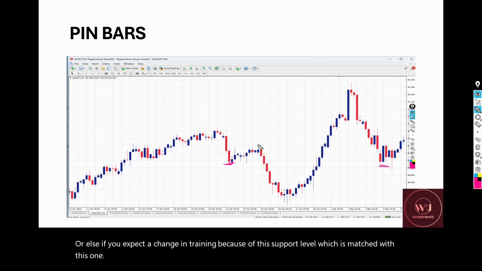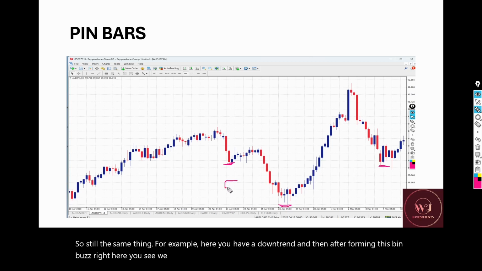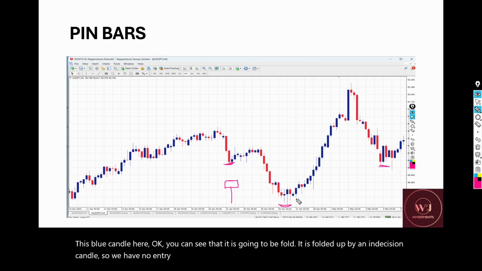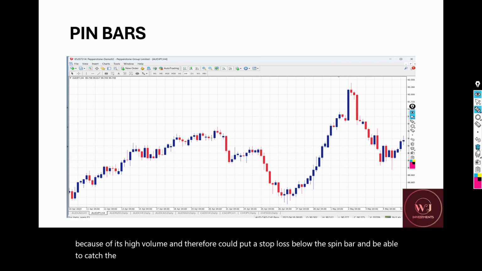So still the same thing. For example, here you have a downtrend, and then after forming these pin bars right here, you see we have this blue candle here. It is followed up by an indecision candle, so we have no entry. This candle is small, but this candle is big enough for us to take because of its high volume, and therefore we could put a stop loss below this pin bar and catch the wave up. So those are pin bars. They work like hammers and dojis, so I recommend you go back and watch those videos. It'll be so much helpful.